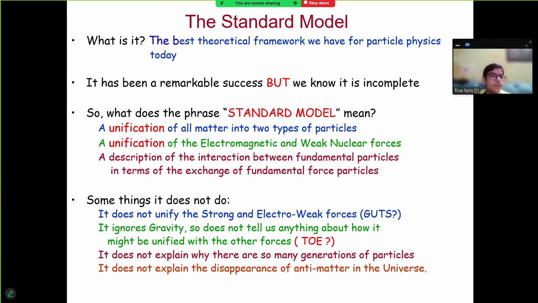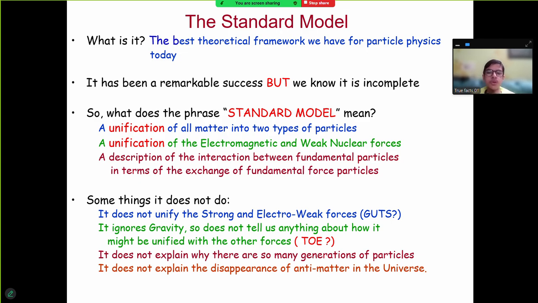Now, the standard model. What is it? People consider it the best theoretical framework we have for particle physics. But once again, what does the standard model really mean? It's a unification of all matter into two types of particles, and a unification of electromagnetic and weak nuclear forces, a description of the interaction between fundamental particles in terms of the exchange of fundamental force particles. So the standard model is the currently most accepted model. It explains the unification of all matter into two types of particles. What are those two types of particles? You all must know about it.